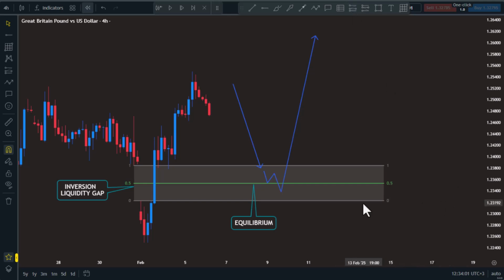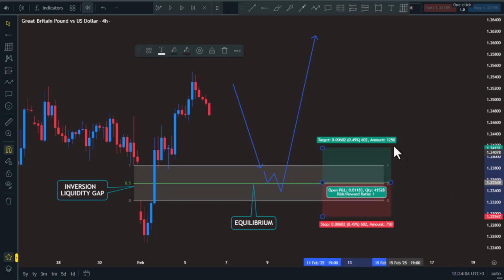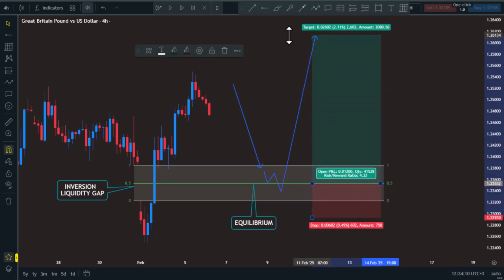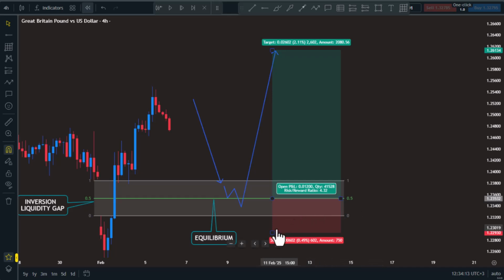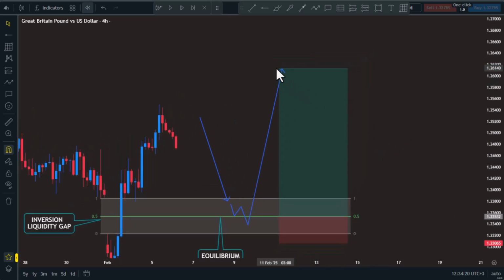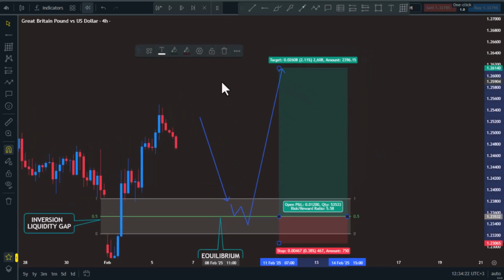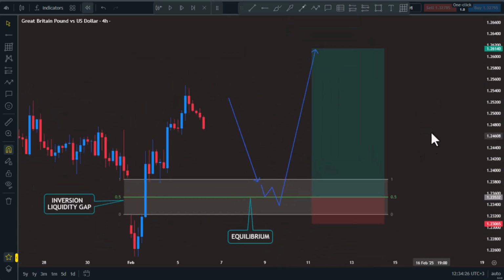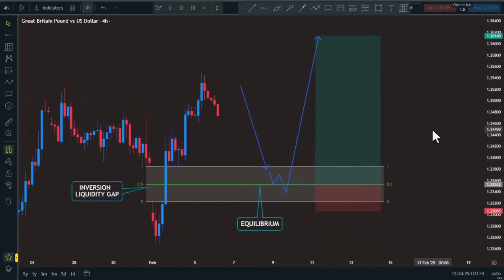Before we wrap up, let's talk about some pitfalls. One mistake is jumping in too early. Don't enter until you see the structure break and the retracement. Another is ignoring the context. Is this gap part of a bigger trend or just noise? Always check the higher time frames to confirm. And finally, manage your risk. These setups can be powerful, but they're not foolproof. So use proper position sizing.